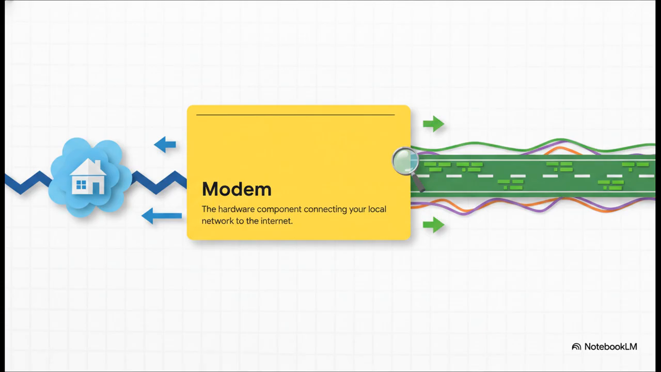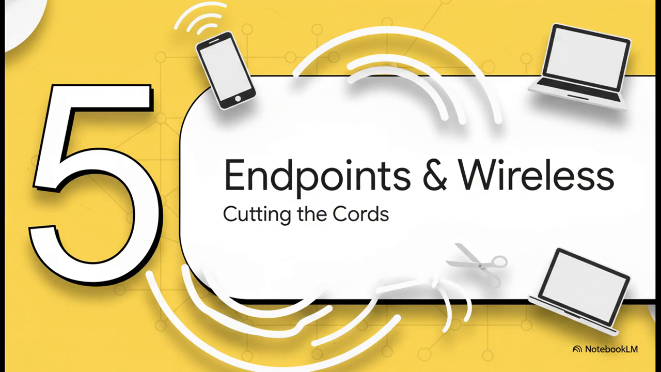Your local network speaks one specific digital dialect, but the massive infrastructure supplied by your ISP speaks a totally different one. The modem sits right on the edge of your network, acting as an incredibly fast translator, constantly modulating and demodulating your local data into a format that can safely travel across the thousands of miles of fiber and copper making up the internet. And finally, part 5, endpoints and going wireless, cutting the cords.